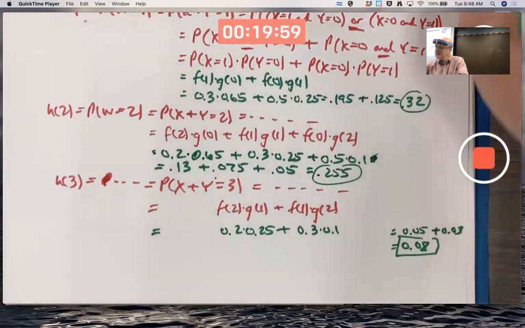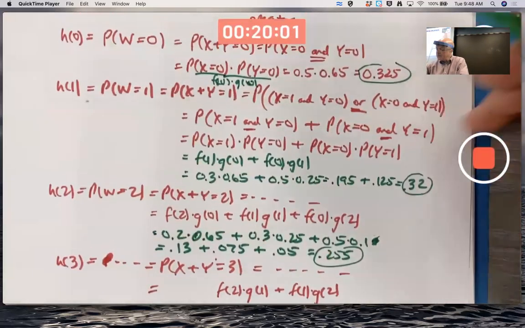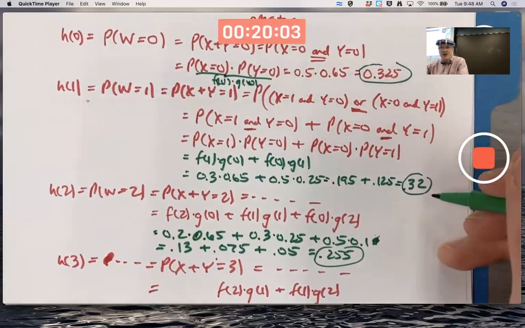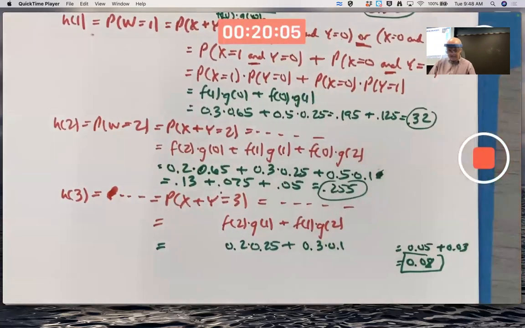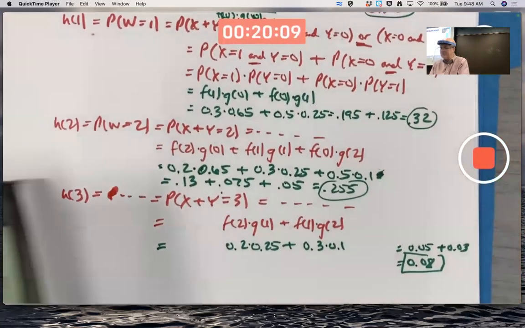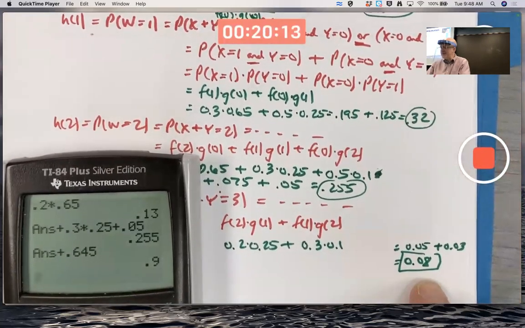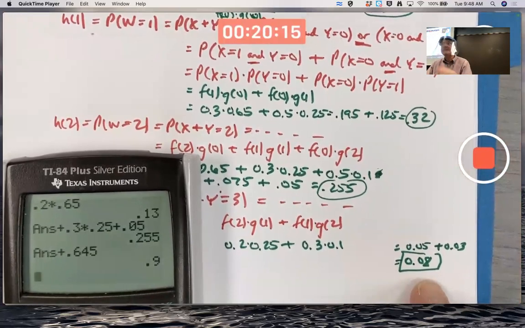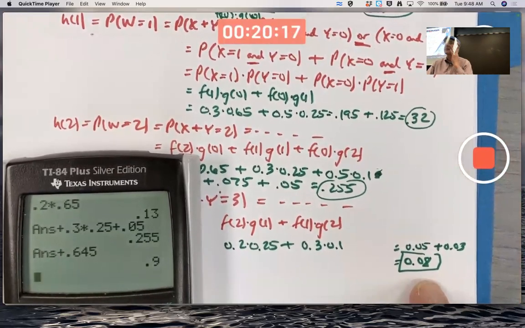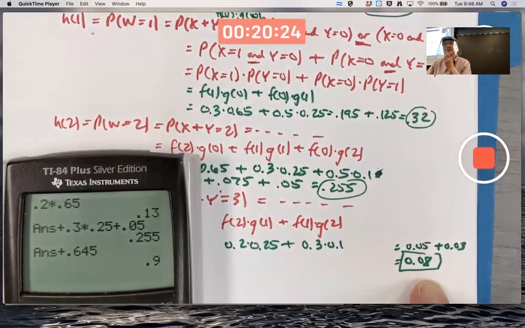What are we up to here? 0.325 plus 0.32 is 0.645. 0.645 plus 0.255 is up to 0.9. Add on 0.08, we're up to 0.98. Getting really close to 1. There's only one more value W can take on, that's 4, when X is 2 and Y is 2.